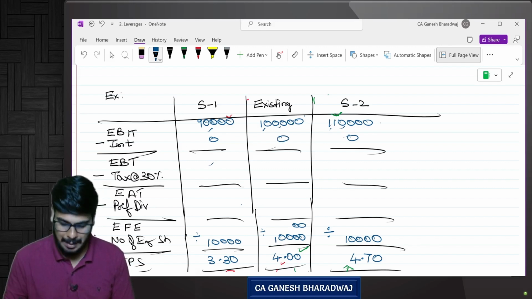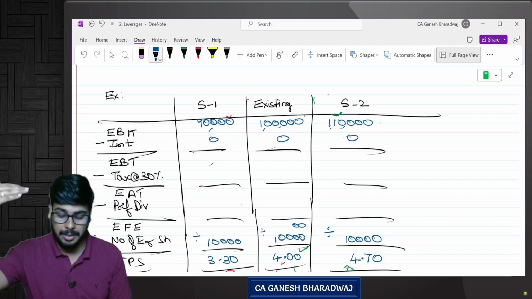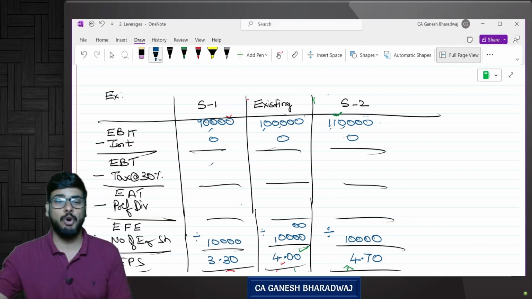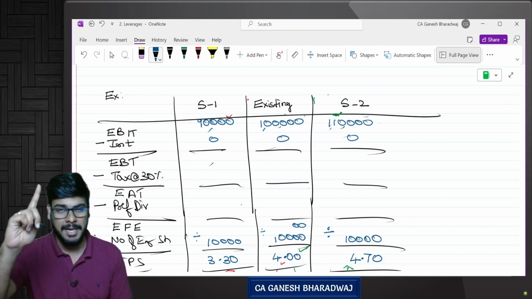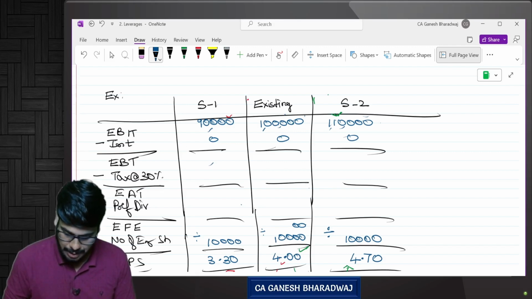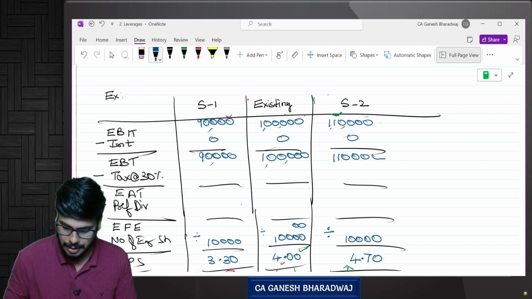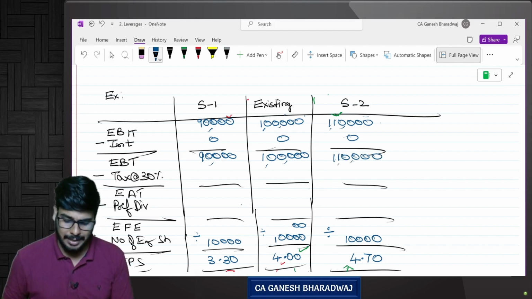What will happen to my EBIT? What EBIT is, I told you, it's 1 lakh, 1 lakh 10,000, 90,000, three scenarios. Let us assume no fixed financial cost. Fixed financial cost means interest and preference dividend. So in the existing case my EBT will be 1 lakh, in this case it will be 90,000, and in this case it's going to be 1 lakh 10,000. Correct? Yes, minus tax rate of 30%.